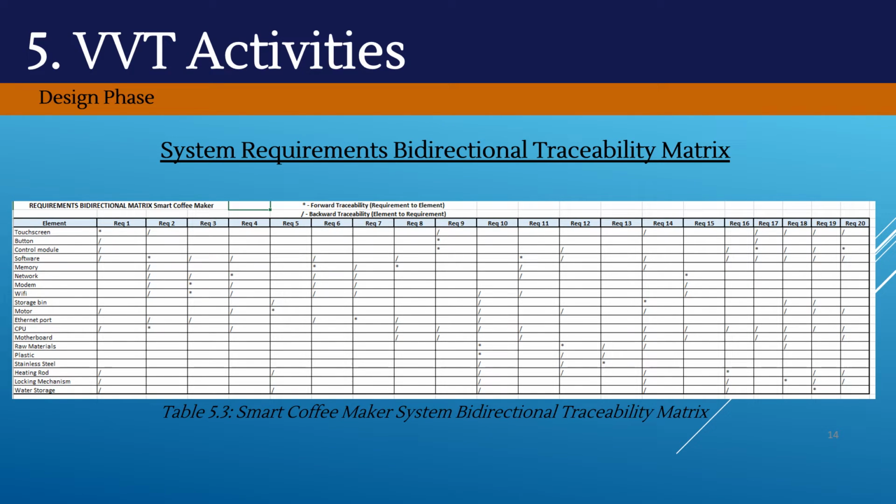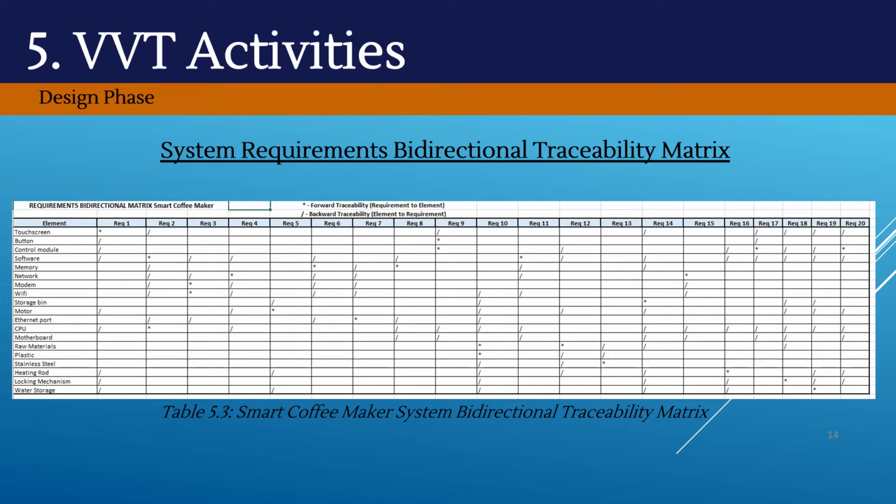We've next provided all the elements that are relating to our smart coffee maker system. And with that, we can create this system requirements bidirectional traceability matrix. So this maps the requirements to the test cases. It helps to determine if all the requirements have been covered.